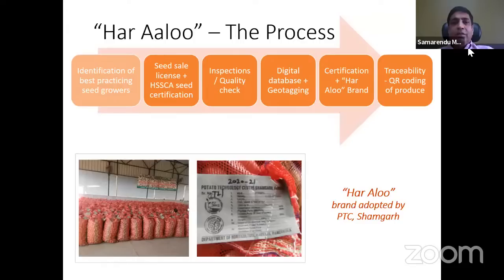So this is the Har Alu, Haryana Alu. This is a step in their certification process. If somebody wants to get the logo, they have to follow the steps. They have to be monitored. And in the end, they get a logo they can use. You can see there's a Har Alu logo on the bottom there.